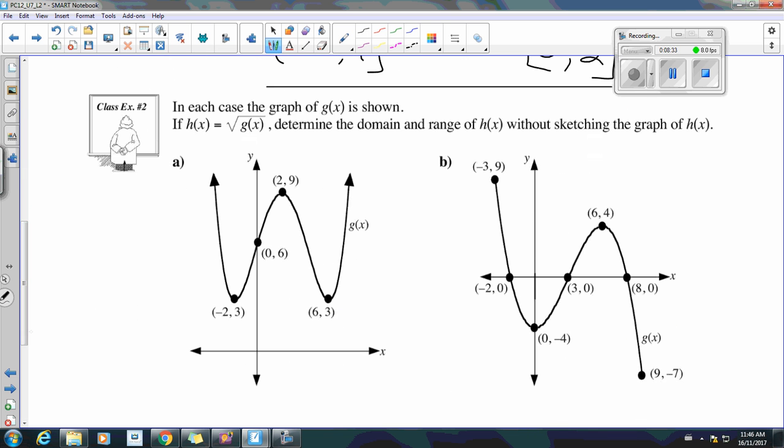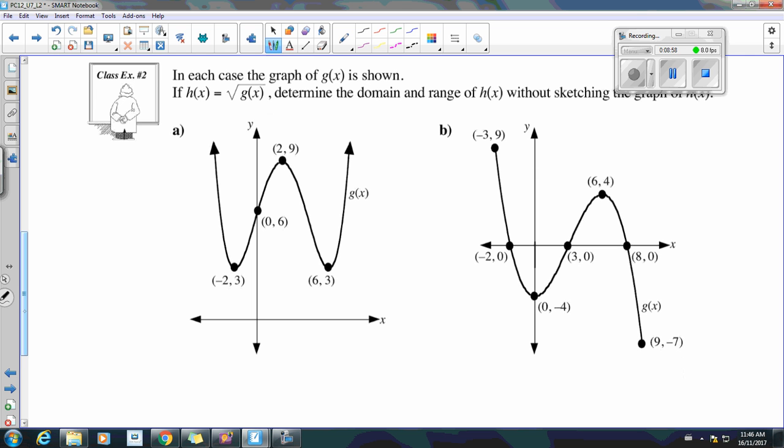In each case of the graph of g of x, if h of x equals the square root of g of x, determine the domain and range of h of x without sketching. Okay, so looking at this first graph, the original domain is all real numbers, and the range is all values greater than 3. Well, since this graph has no negative y values, the domain here is also x is all real numbers.